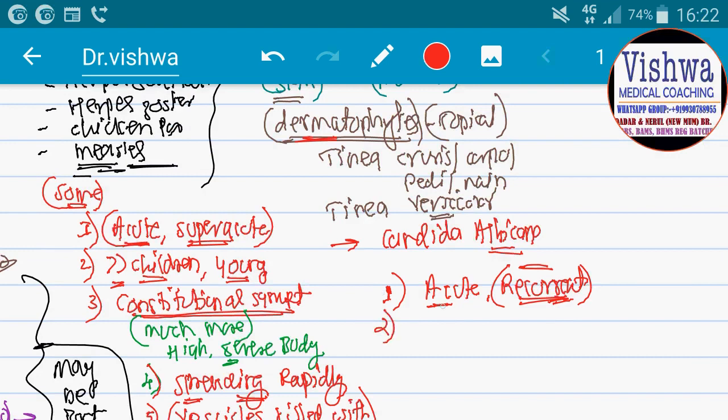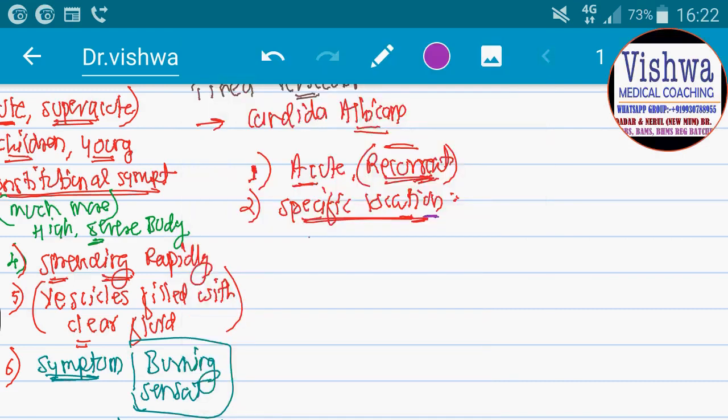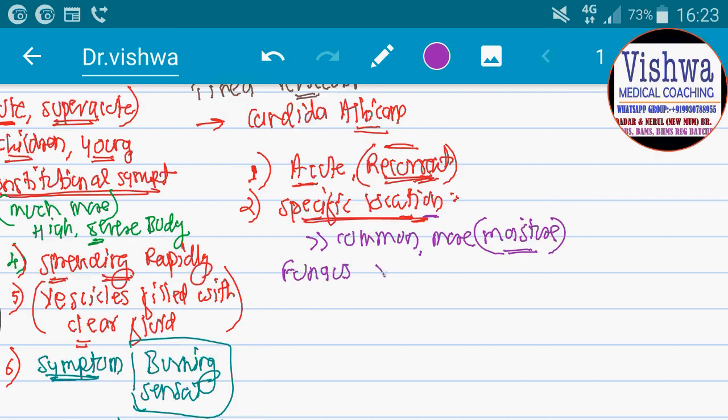Second important point is the specific location. This is one of the very important points about fungal infection. Specific location, matlab kya? What exactly does it mean? That means it is more common in locations which have more moisture, because fungus cannot grow without water. So it is more common in those locations which are more watery.